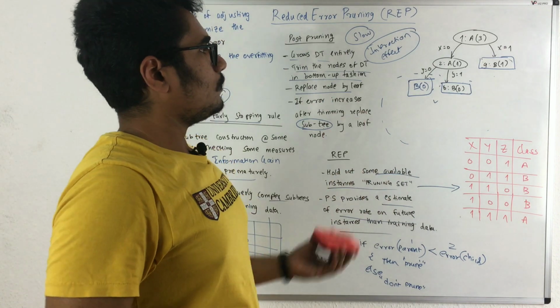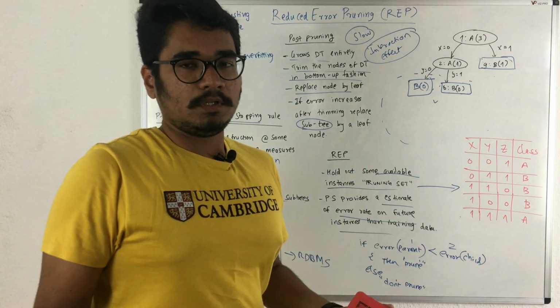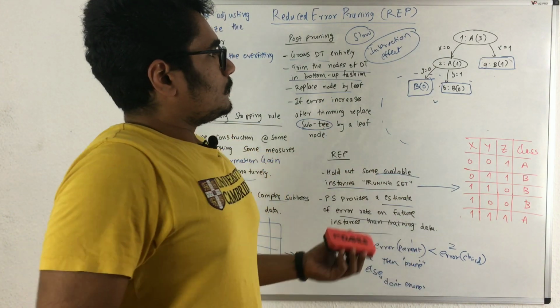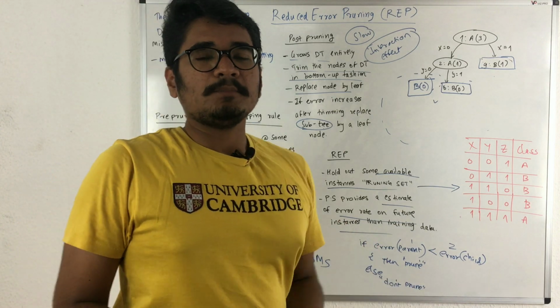This decision tree won't be overfitted to the model if you train the data. That was all regarding reduced error pruning in decision trees.